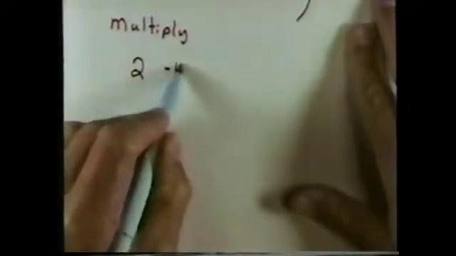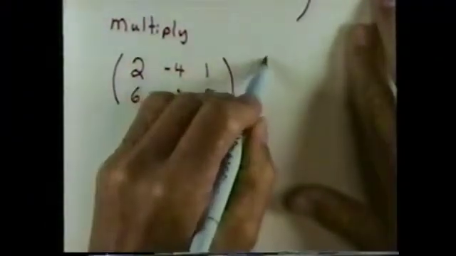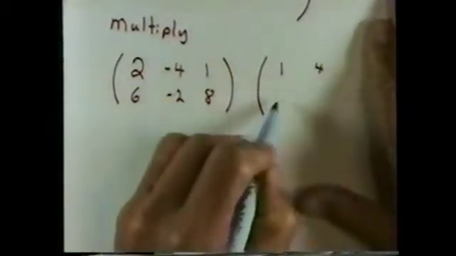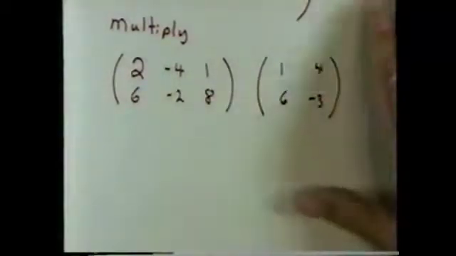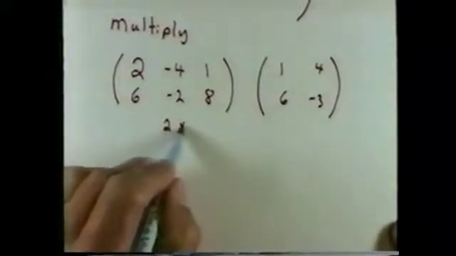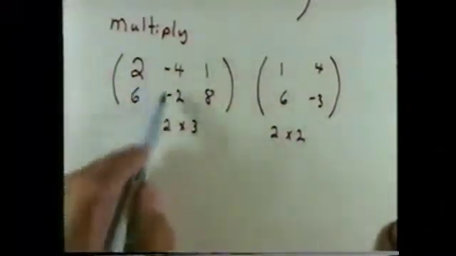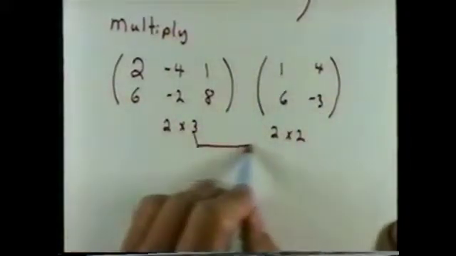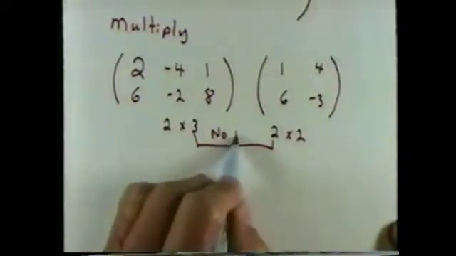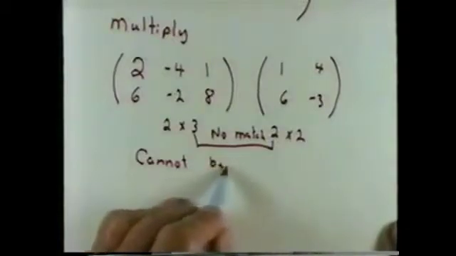Multiply the matrix 2, negative 4, 1, 6, negative 2, 8 by the matrix 1, 4, 6, negative 3. Now the first step is to see if we can do it. This is a 2 by 3 matrix. Here I have a 2 by 2. 2 rows, 3 columns. 2 rows, 2 columns. No match. Cannot be done.